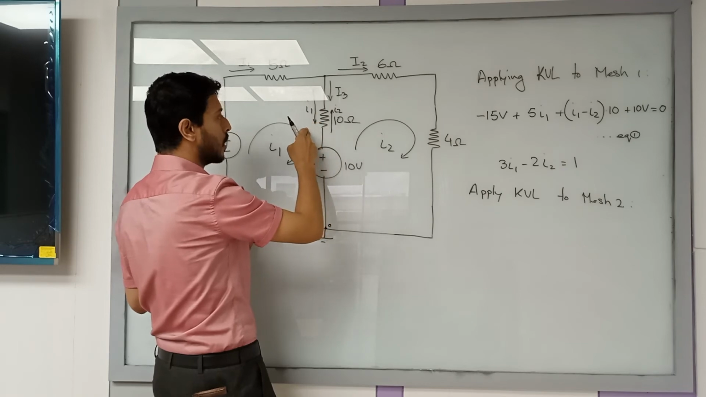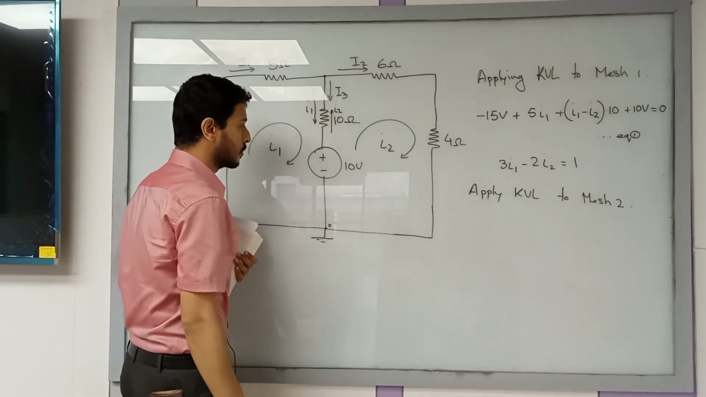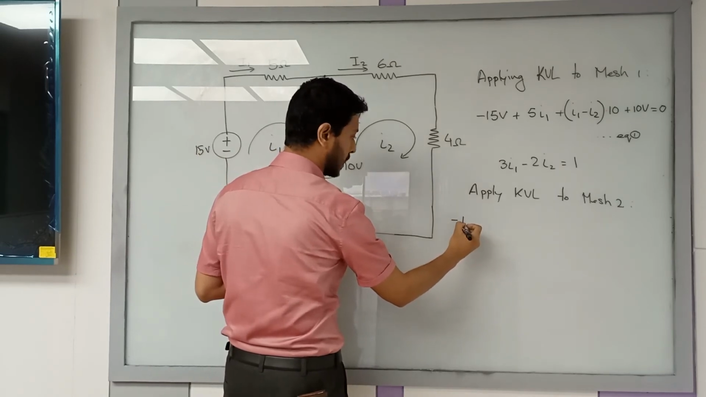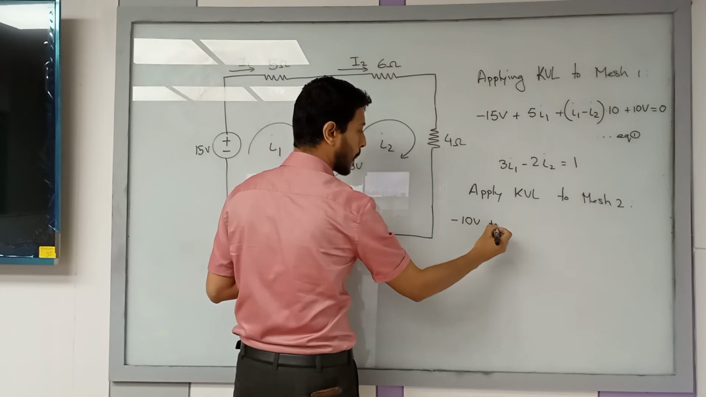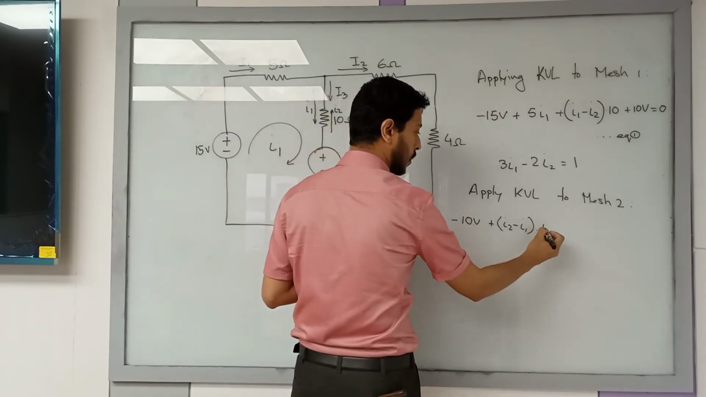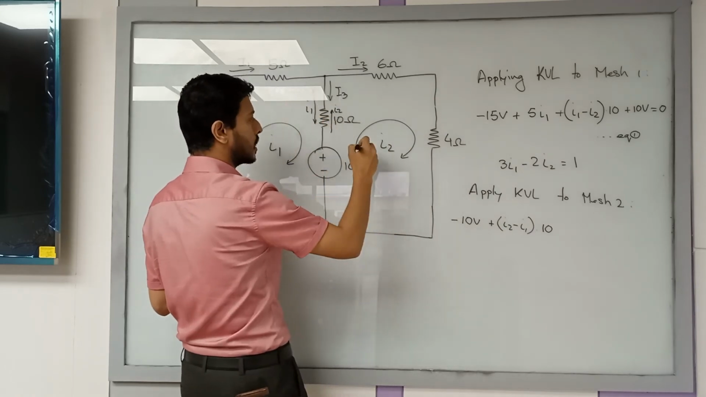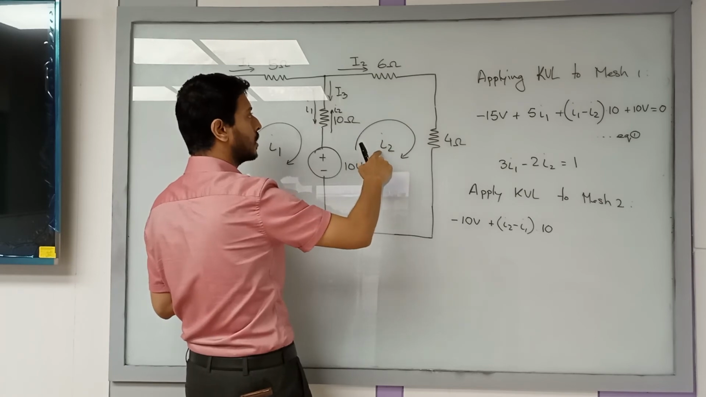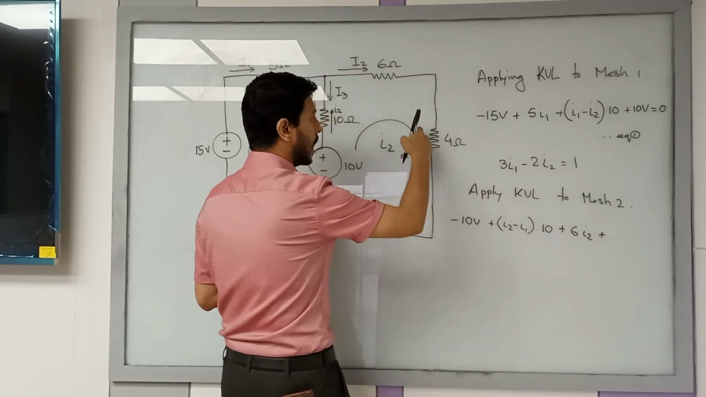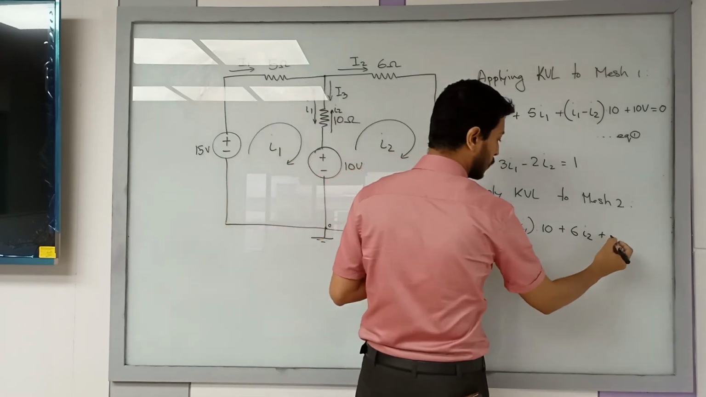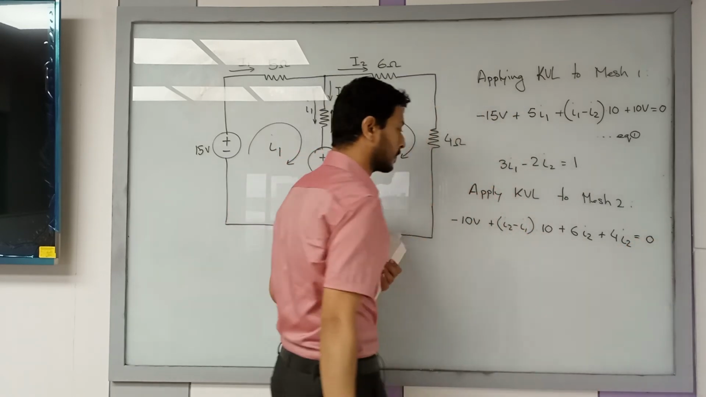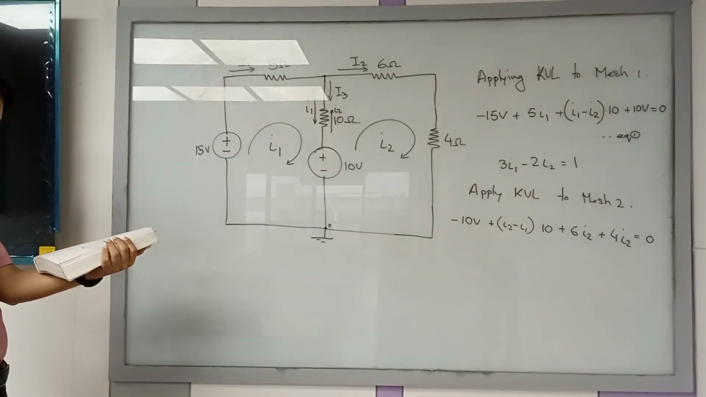So I2 minus I1 times 10 should be the voltage difference over here. But this is your voltage source here, so this will be negative, right? As this is supplying. So minus 10 volt plus (I2 minus I1) times this 10 ohm will give you the voltage drop across this resistor. Then I2 is flowing through this 6 ohm, so I2 times 6 ohm, plus I2 is also flowing through this resistor, so I2 times 4. There is no more voltage drop, so it should be equal to 0. So this is the second equation which you get.